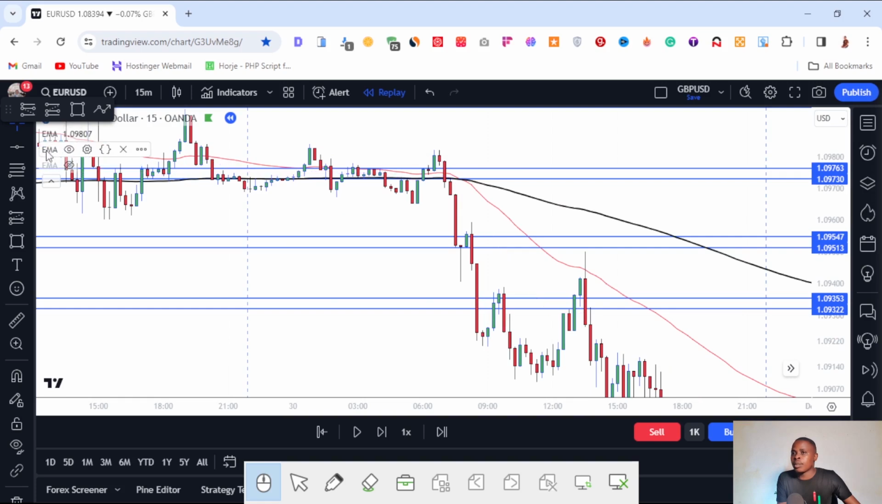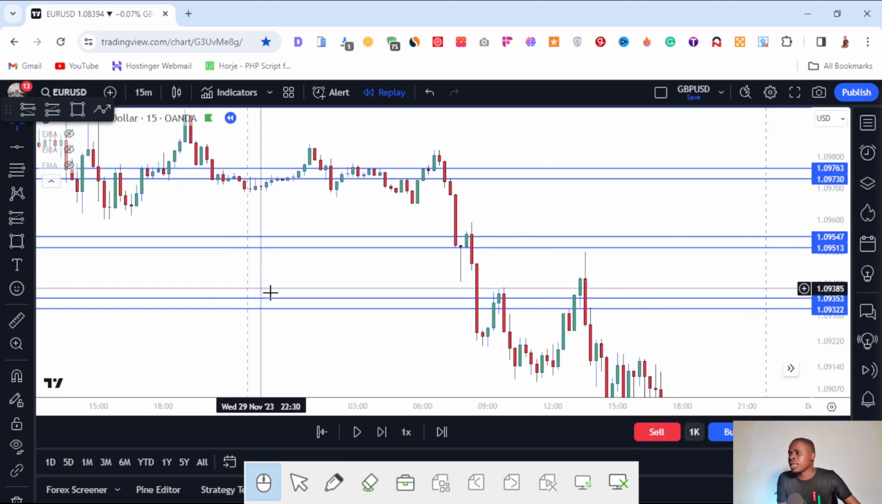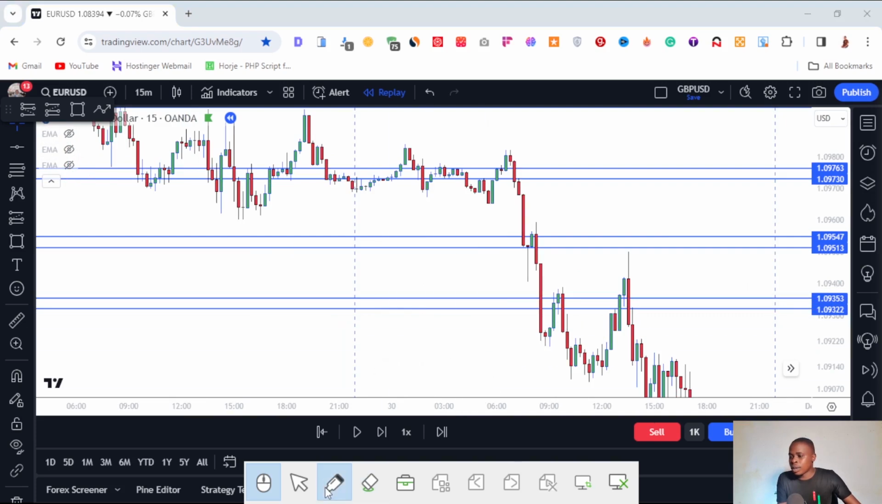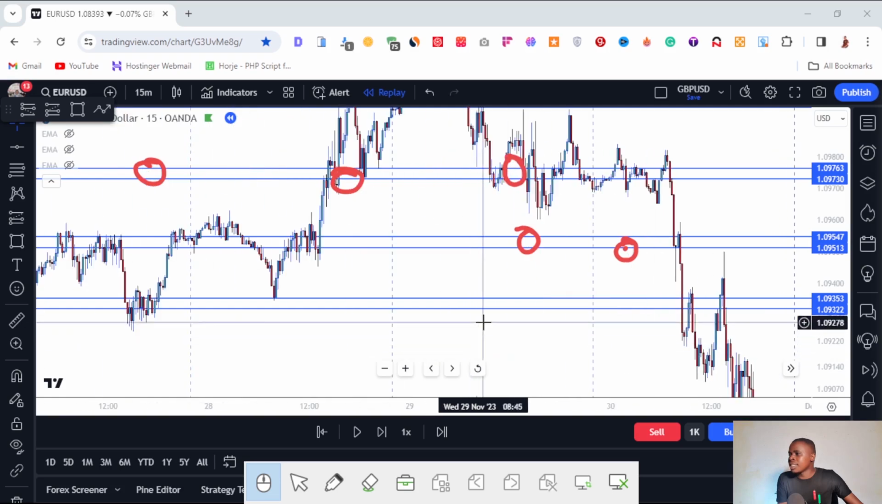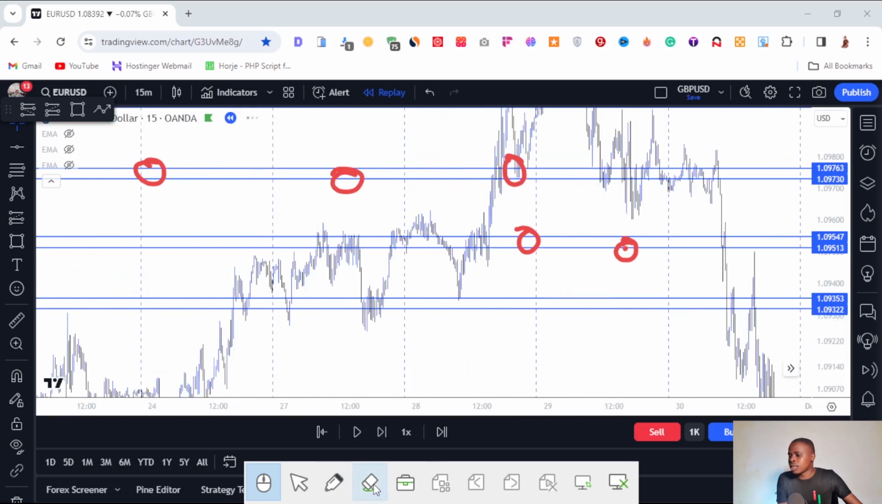Let's remove the EMAs so that it can be neat here. Here, you can see what I'm talking about. The market reacted here, reacted here, reacted here. It's the same zone, right? It's the same zone that we marked. And the market is still reacting to these zones. Let's clear this. It's still reacting to these zones.